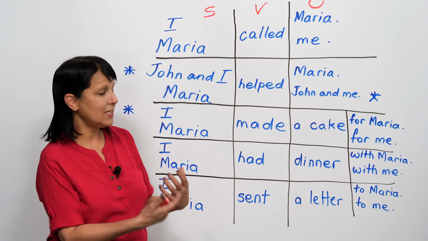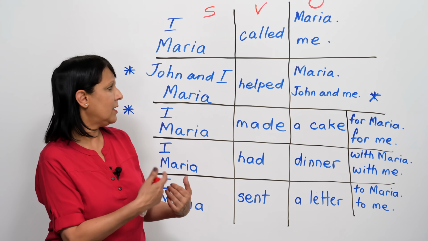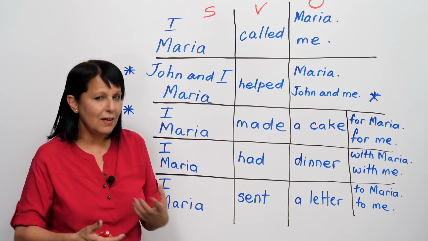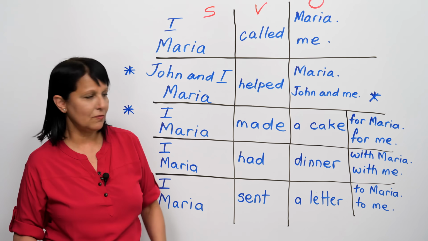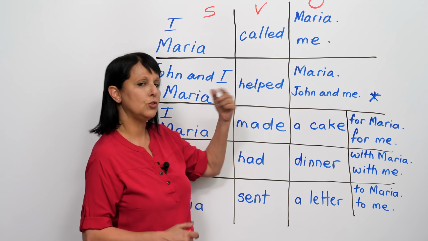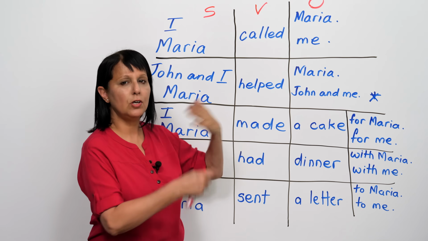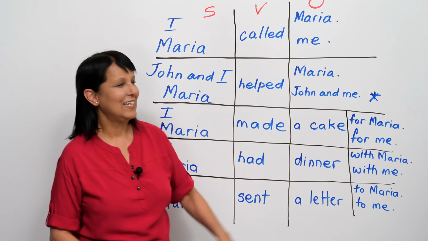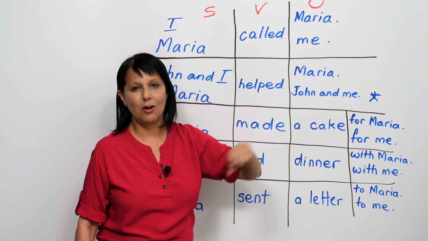We don't usually say in good English, Maria helped me and John. You might hear people saying that, but it's not formal. It's not officially correct. Okay, so we say Maria helped John and me, or Maria helped John and Bill and Mary and me. Okay, but again, me comes last, and me is over here because it's the object.